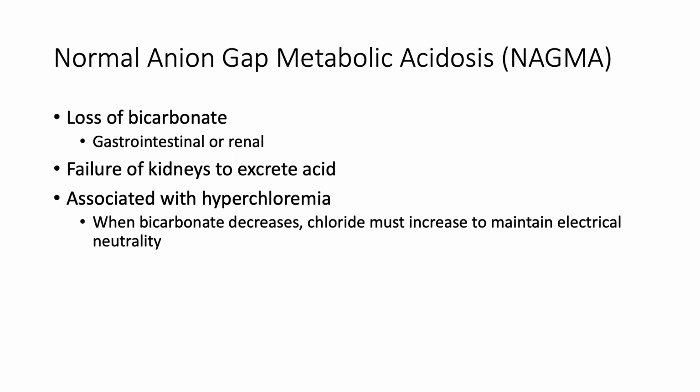The most common causes of normal anion gap metabolic acidosis are going to be related to a loss of bicarbonate either in the stool or in the urine. So if you have really severe diarrhea, you can lose bicarbonate in the stool. And then if you have like a type 2 renal tubular acidosis, then you're not going to reabsorb bicarbonate at the proximal tubule. Also, if the kidneys are unable to excrete acid, like in a type 1 or a type 4 renal tubular acidosis, that will cause a normal anion gap metabolic acidosis.